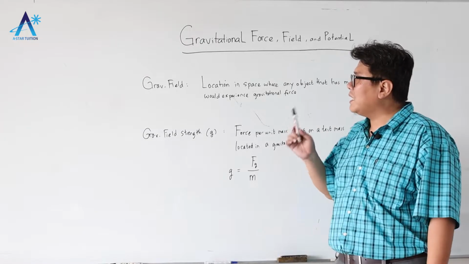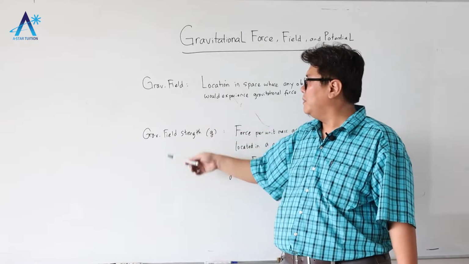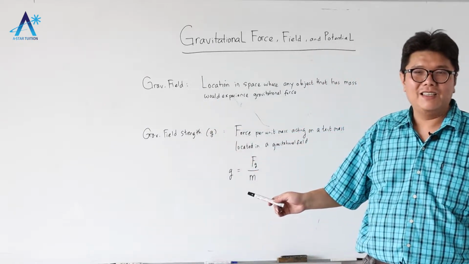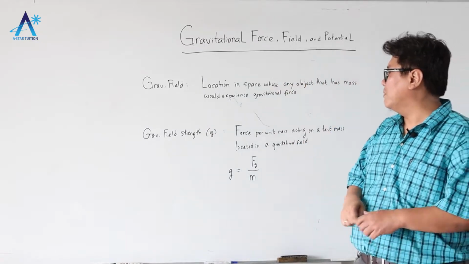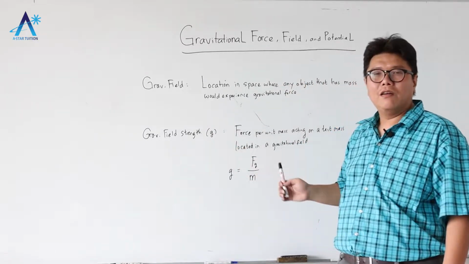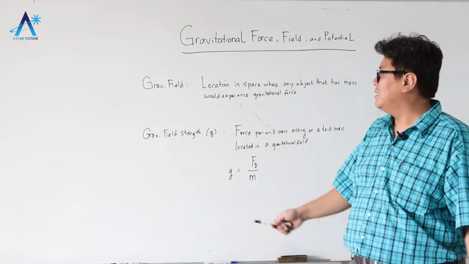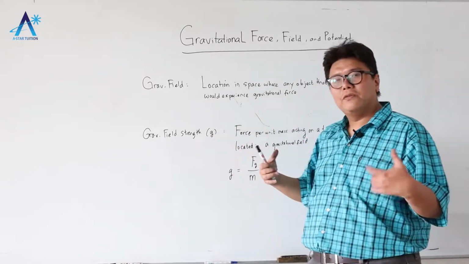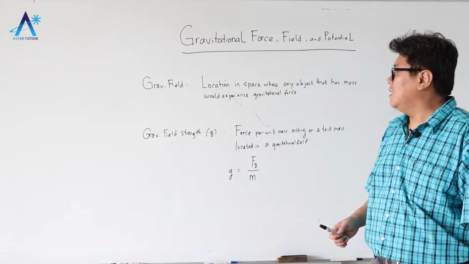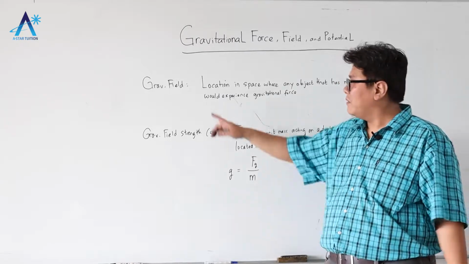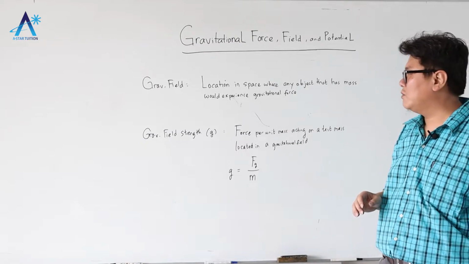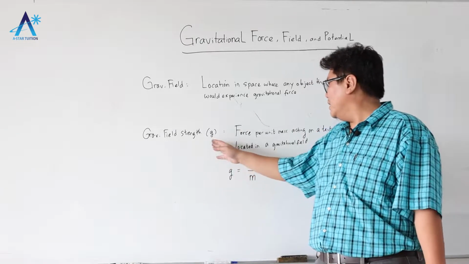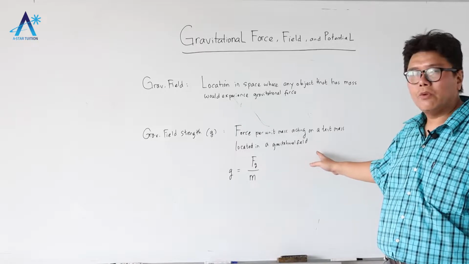Now please understand that these two terminologies are different, not the same thing. This is about the space itself, and this is about the strength of the field. This is the field, this is the strength of the field. So it's a bit different. If a question asks you to define gravitational field, this is how you're supposed to define it. And if a question asks you to define gravitational field strength, then you define it this way.